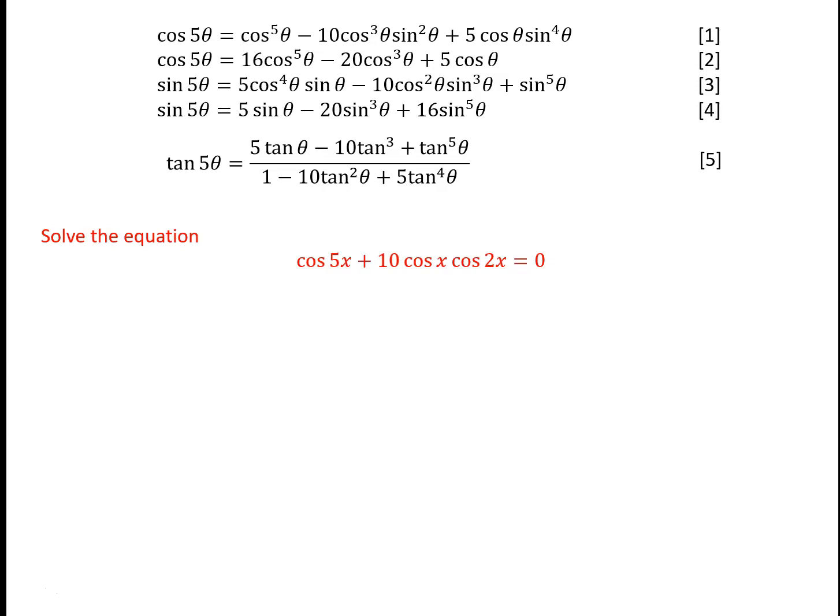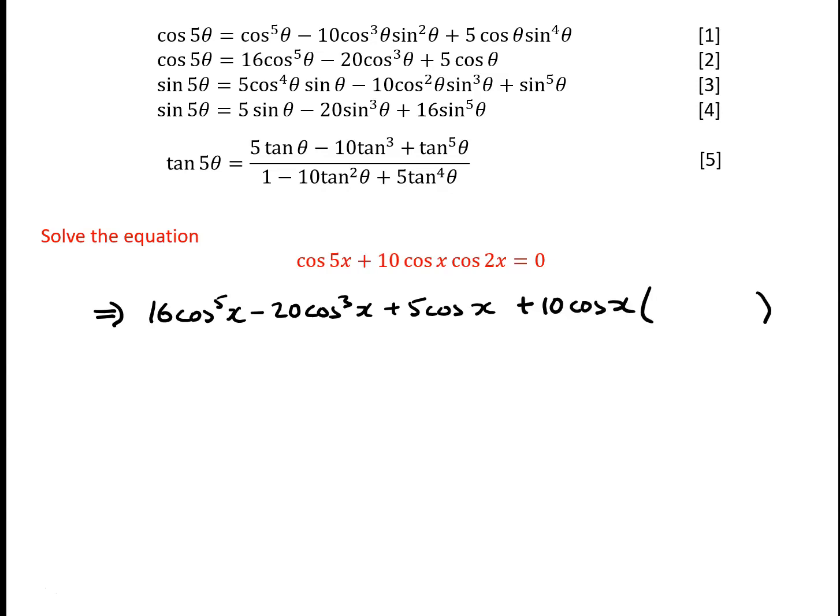So we've now got identities for cos 5 theta, sin 5 theta, and tan 5 theta. So we might use these identities, for instance, to solve an equation like cos 5x plus 10 cos x cos 2x equals 0. So making use of identity 2, we can replace the cos 5x by 16 cos to the 5 x minus 20 cos cubed x plus 5 cos x, plus 10 cos x times cos 2x, but I know that cos 2x is the same thing as 2 cos squared x minus 1. And that all has to equal 0.